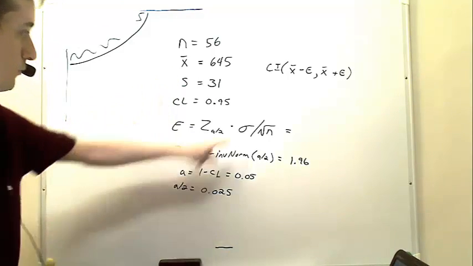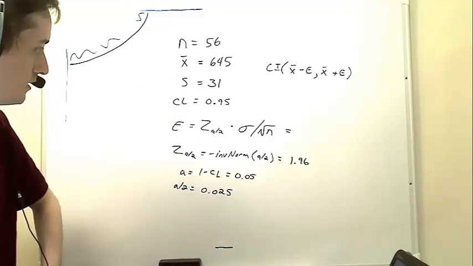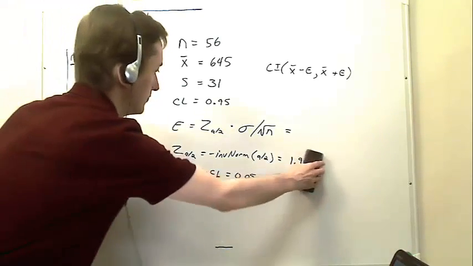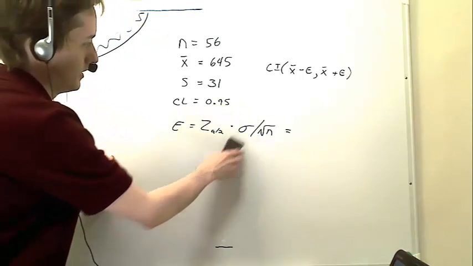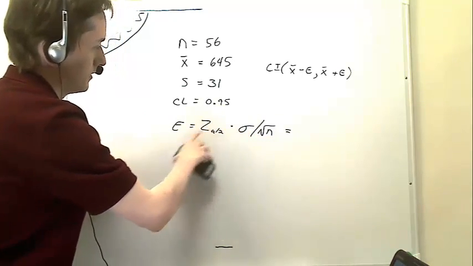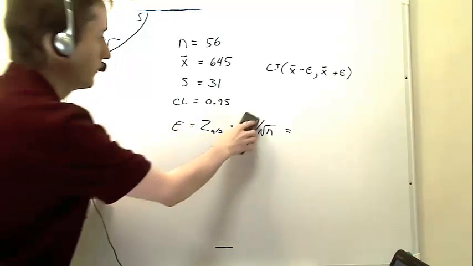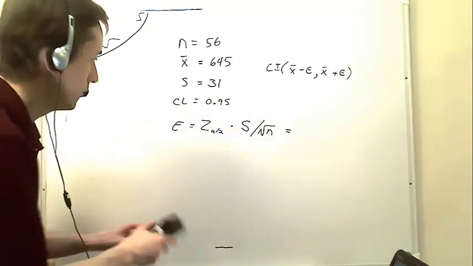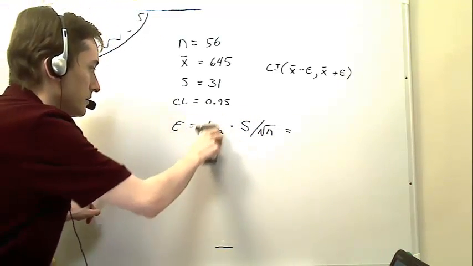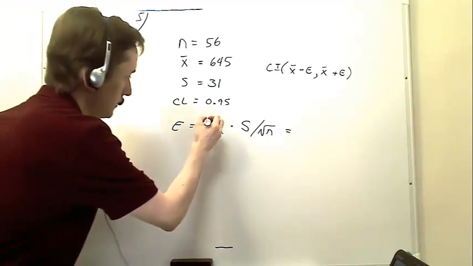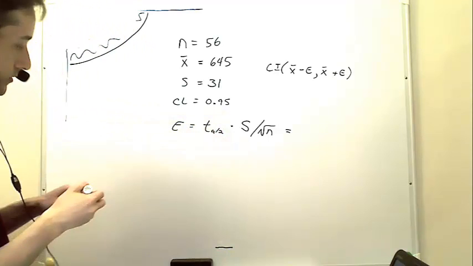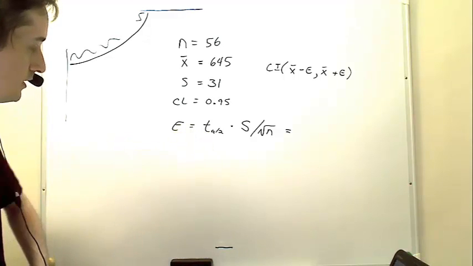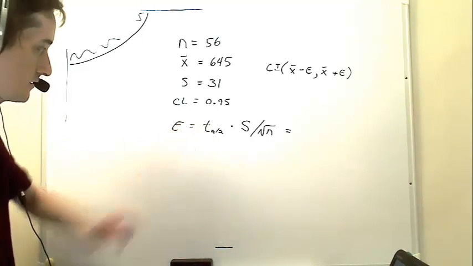And when you don't have sigma, you have to use the t distribution. So let's get rid of all this. E is going to equal, okay, so this just becomes S. And instead of using Z sub alpha over 2, we say T sub alpha over 2 to signify that we're using the T distribution instead of the normal distribution. So this is going to be a T score, not a Z score.